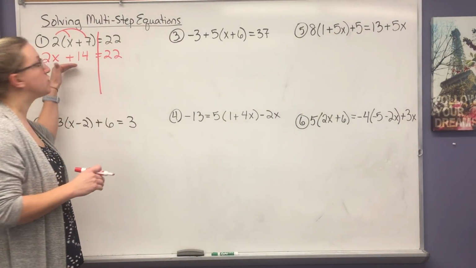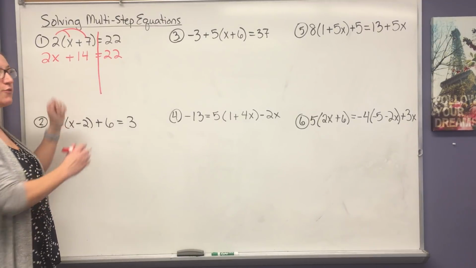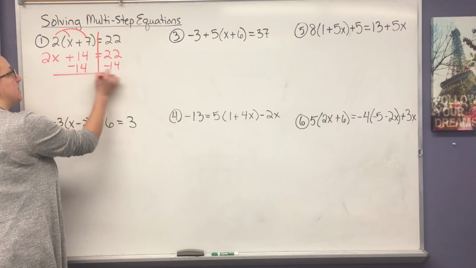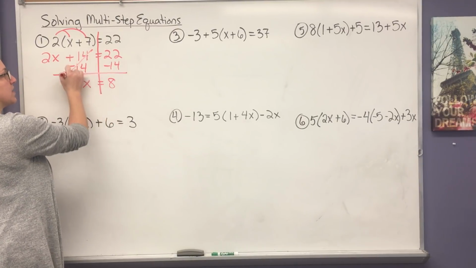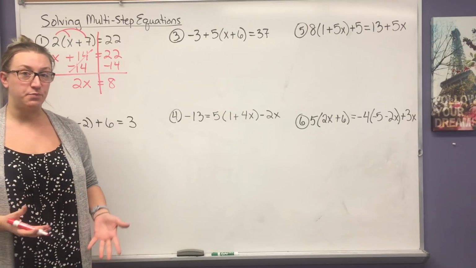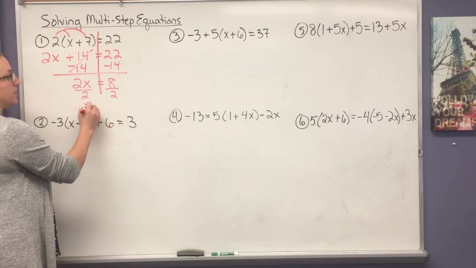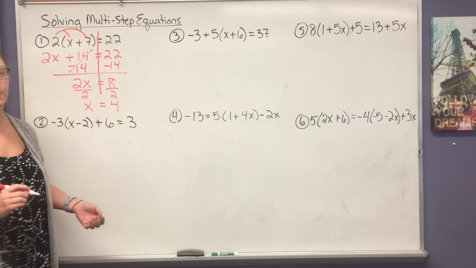So now I'm moving into solving a two-step equation. I'm going to subtract 14 from both sides first, in which I will have 2x equals 8. And then I'm going to divide both sides by 2. This is going to get my variable x by itself and equal to the integer 4.